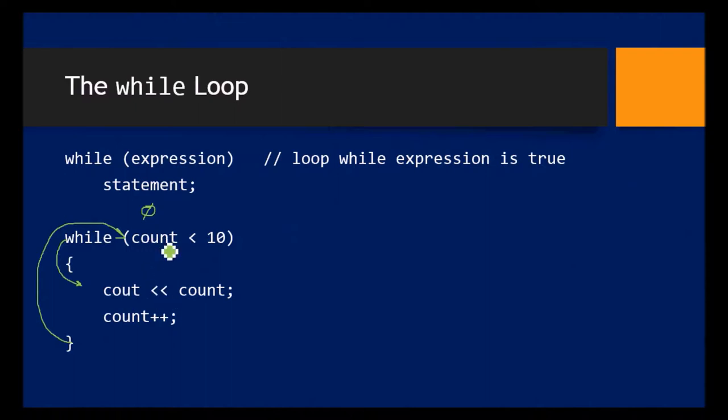Is it still true? Well, it was 0, now it's 1. 1 is still less than 10. Yes, it's still true. Display count, increment count, so now it's 2, and then loop back up. It's going to keep looping until this is false. So it'll do 0, 1, 2, 3, 4, 5, 6, 7, 8, 9, and then when count reaches 10, 10 less than 10 is false. So it will exit the loop and go to the rest of the code.